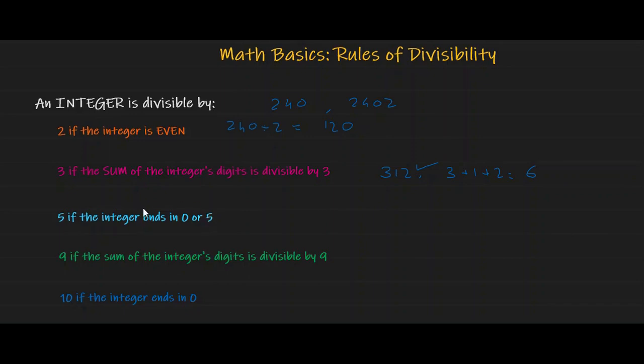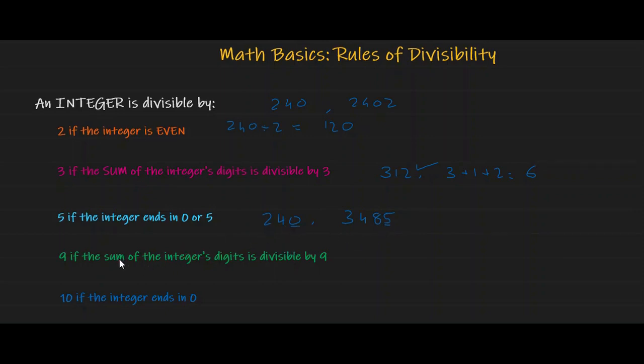The next rule is an integer is divisible by 5 if the integer ends in 0 or 5. So a number, for instance, say 240. 240 ends in a 0, so this will be divisible by 5. Or say 3485. This number will also be divisible by 5 as it ends with a 5 or a 0.